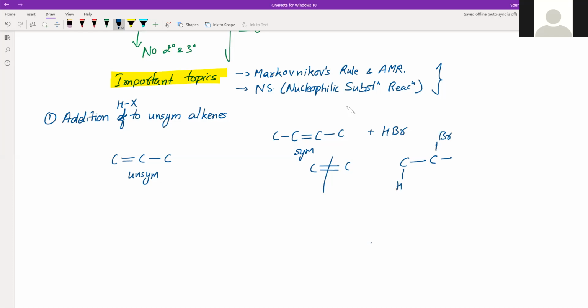Now whether Br comes down or H goes, suppose the carbons are numbered as 1, 2, 3, and 4. If this alkene is symmetric, obviously it doesn't matter whether H has attached to carbon 2 or carbon 3, because in both cases the compound will be the same because of symmetry, right? Problem comes here when the alkene is asymmetrical or unsymmetrical.